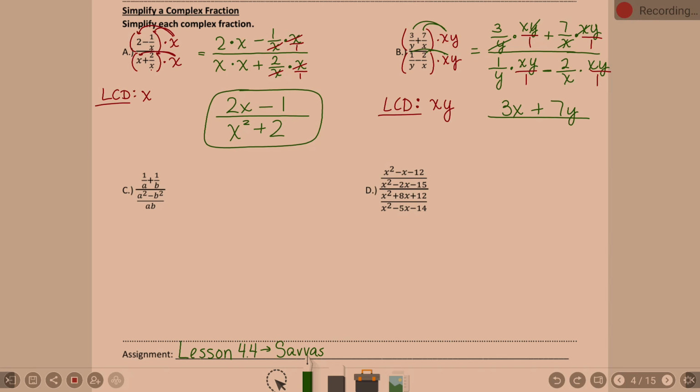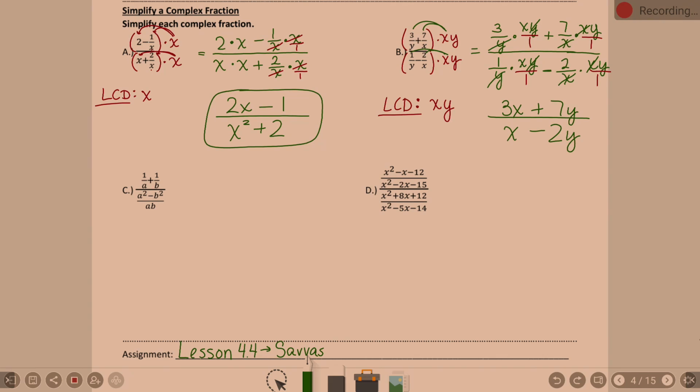Okay, repeat the process in the denominator. What cancels? Y's. Y cancels with y, leaving me with x. 1 times x, so 1x or just x. Don't forget, this is a minus. And last piece, x in the denominator cancels with x in the numerator, leaving me with 2y. 3x plus 7y over x minus 2y is where I stand.